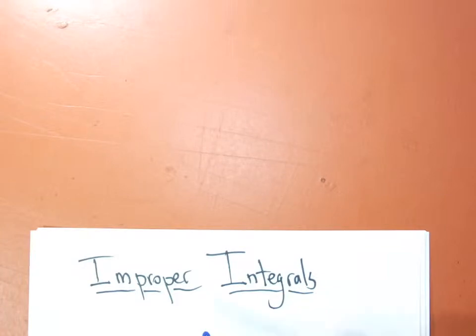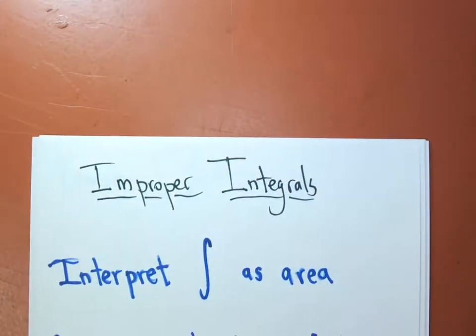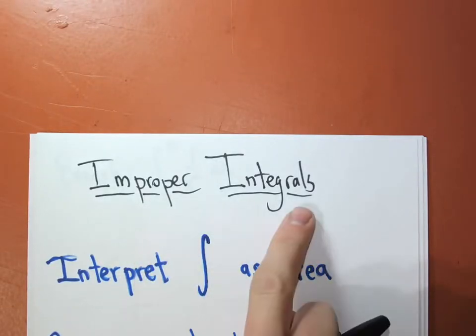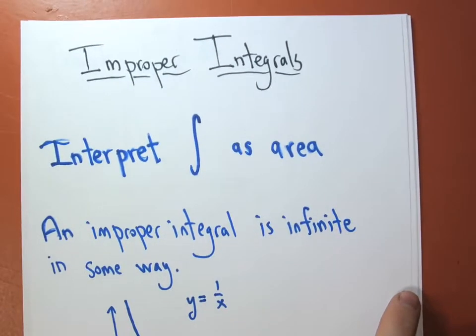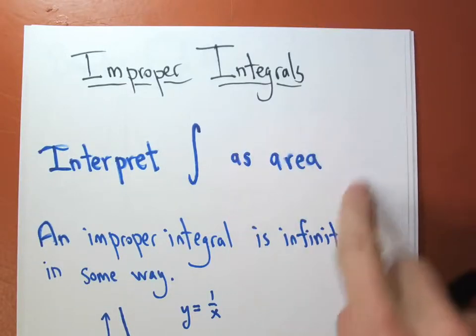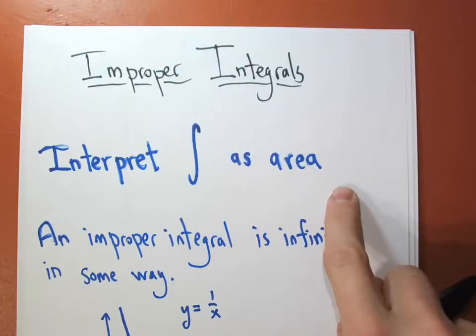I'm making a video on improper integrals. So first of all, what is an improper integral? Well, when you first learned integration, you thought of an integral as the area. That's our interpretation for what the integral is. So an improper integral, it's just when the area you're talking about is infinite in some way.